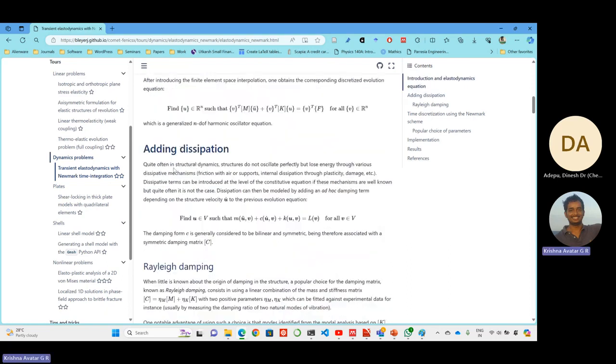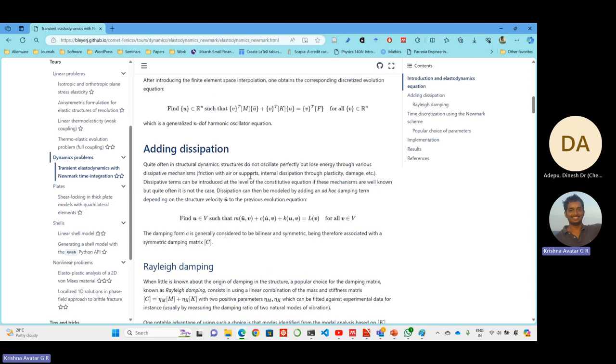Now, since structures also involve damping, we would also like to add some dissipation, because structures do not oscillate perfectly, but also tend to lose energy through various dissipative mechanisms.